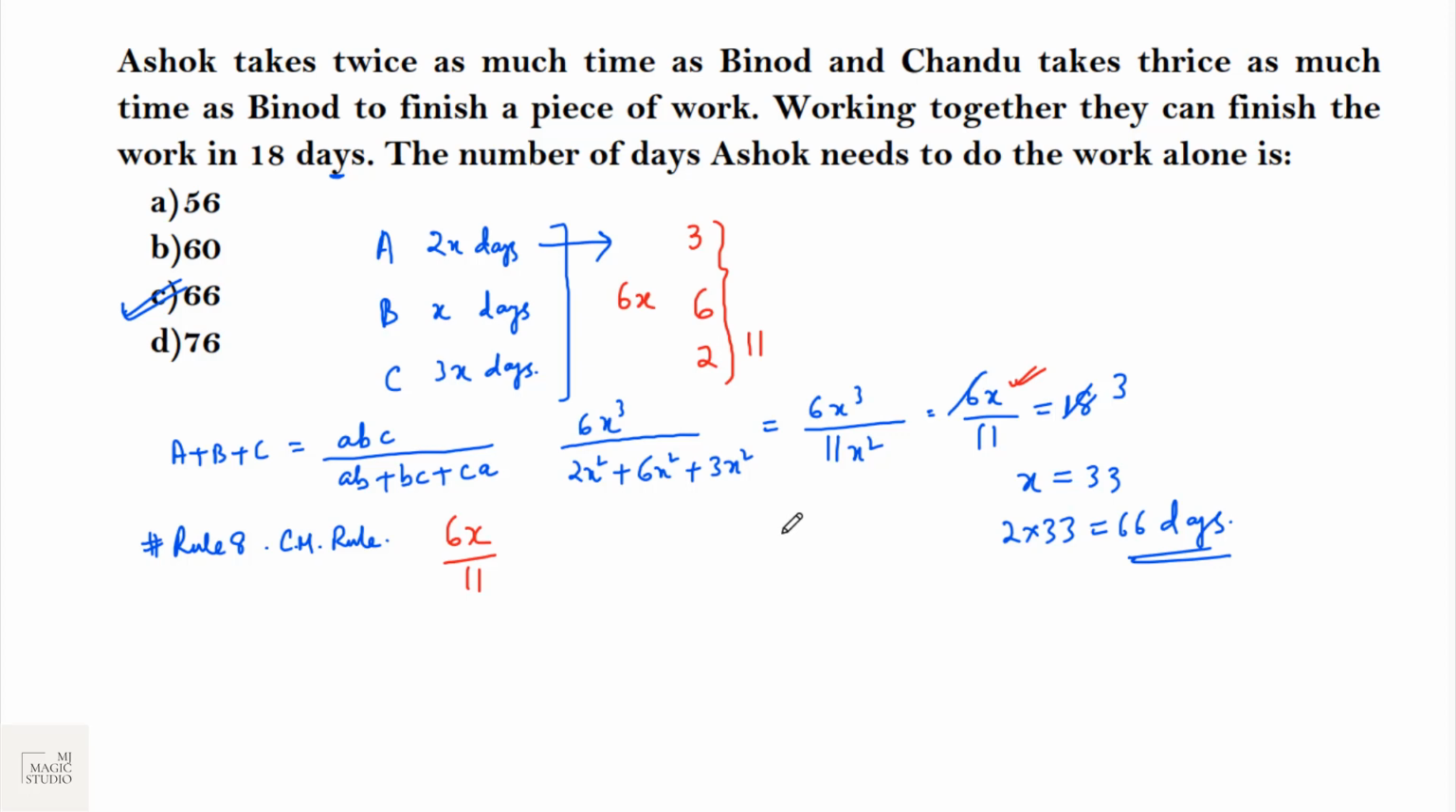So whichever you understand, direct formula, use it, or if you understand the LCM rule, use it, but I will still want you people to go through the LCM rule. The link is there in the description. Go through it to dwell deeper into the fastest process to solve these kinds of questions. So the number of days required by Ashok to do the work alone would be 66 days.